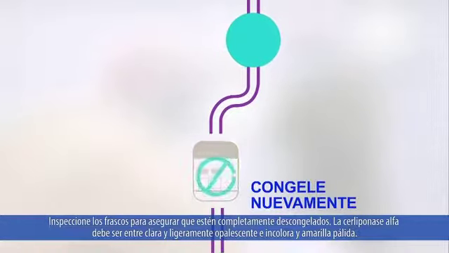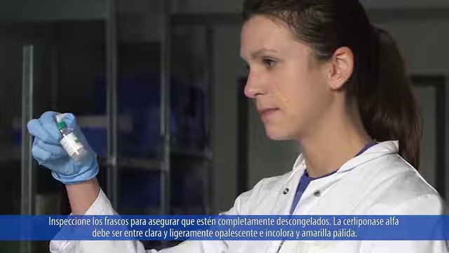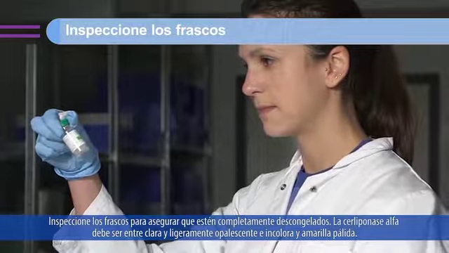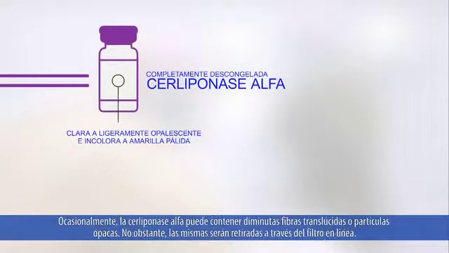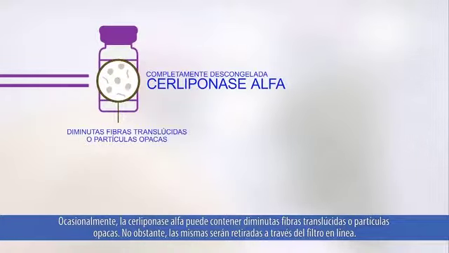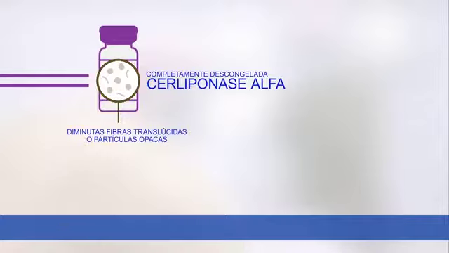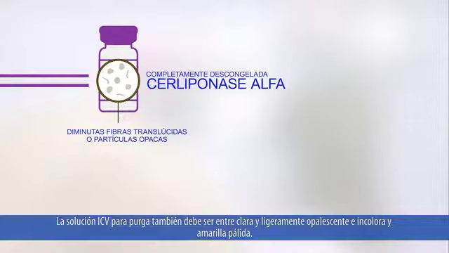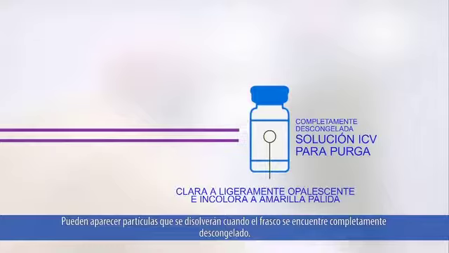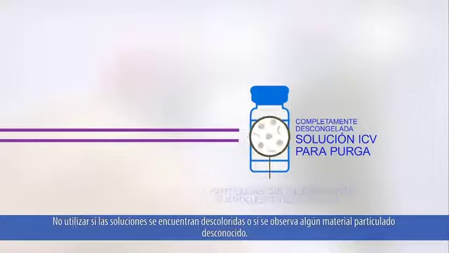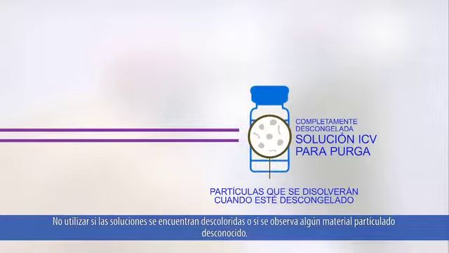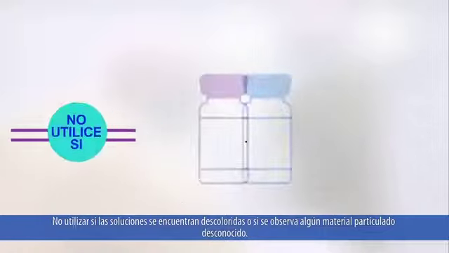Inspect the vials to ensure they are fully thawed. Solipinase alpha should be clear to slightly opalescent and colorless to pale yellow. Occasionally, solipinase alpha may contain thin translucent fibers or opaque particles, but these will be removed via the inline filter. The flushing solution should also be clear to slightly opalescent and colorless to pale yellow. Particles may be present that dissolve when the vial is fully thawed. Do not use if the solutions are discolored or if other foreign particulate matter is present.